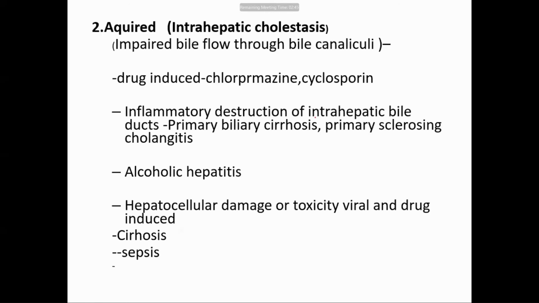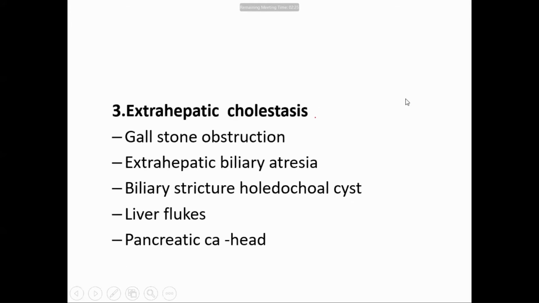Then acquired causes of intrahepatic obstruction: impaired bile canalicular flow, drug-induced, that is chlorpromazine, cyclosporin, inflammation of intrahepatic bile ductules, that is primary biliary cirrhosis, primary sclerosing cholangitis, alcoholic hepatitis, hepatocellular damage like viral hepatitis, cirrhosis, sepsis. So these are acquired causes of intrahepatic cholestasis.